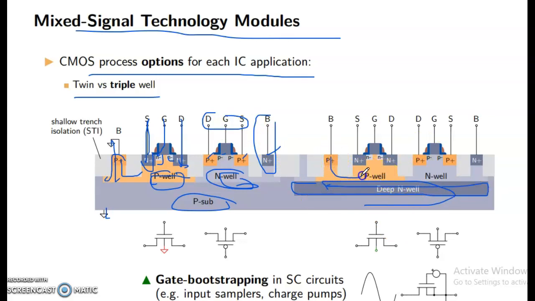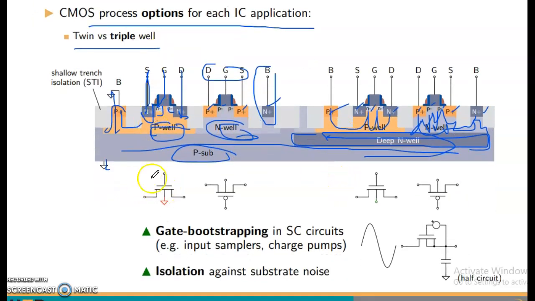P well, okay, here N well. Here, but here P plus, P minus, P plus, N plus. Here N plus, N minus, N plus, P plus. Here the total, this pool, here pool, this pool, N1. This is the P substrate. Here this connection according to this: gate, source, drain, ground.